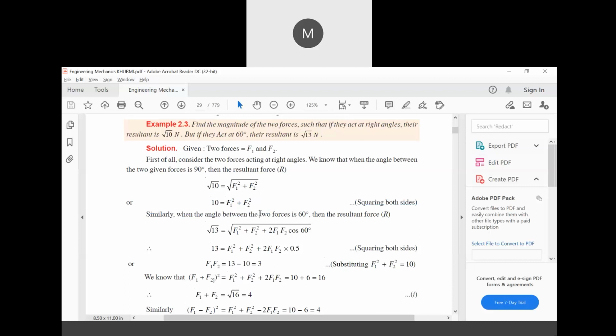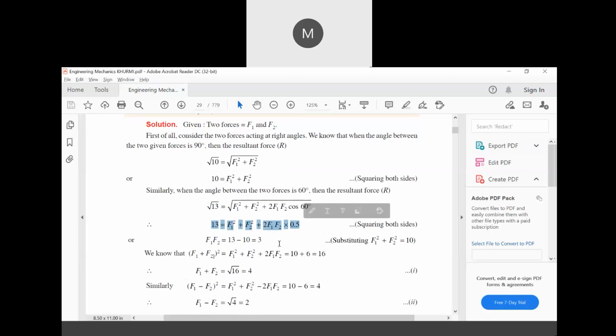Now, similarly, if the angle between the two forces is 60 degrees, then what will happen? R equals root of F1 square plus F2 square plus 2 F1 F2 cos theta. Squaring both sides, we get a relationship between F1 and F2. Substituting F1 square plus F2 square equal to 10, we get it in this manner.